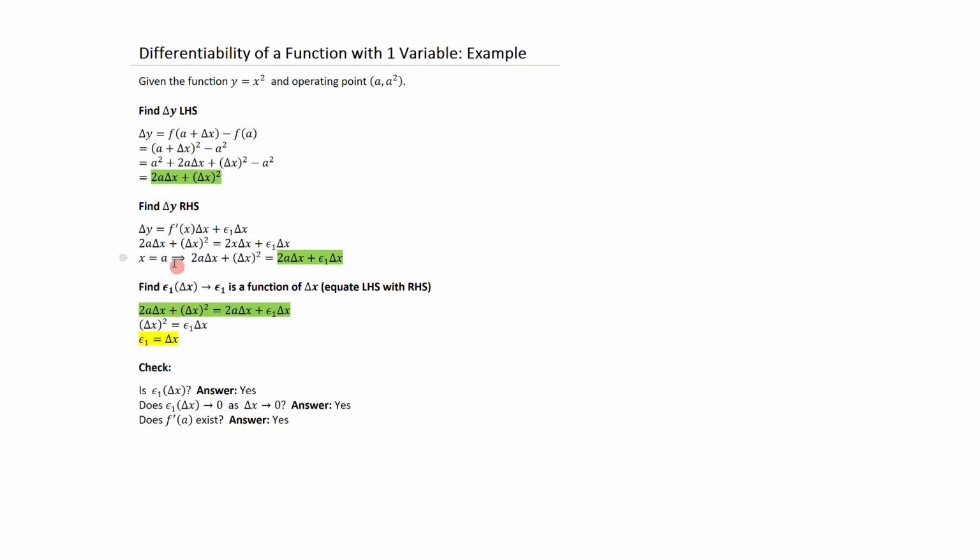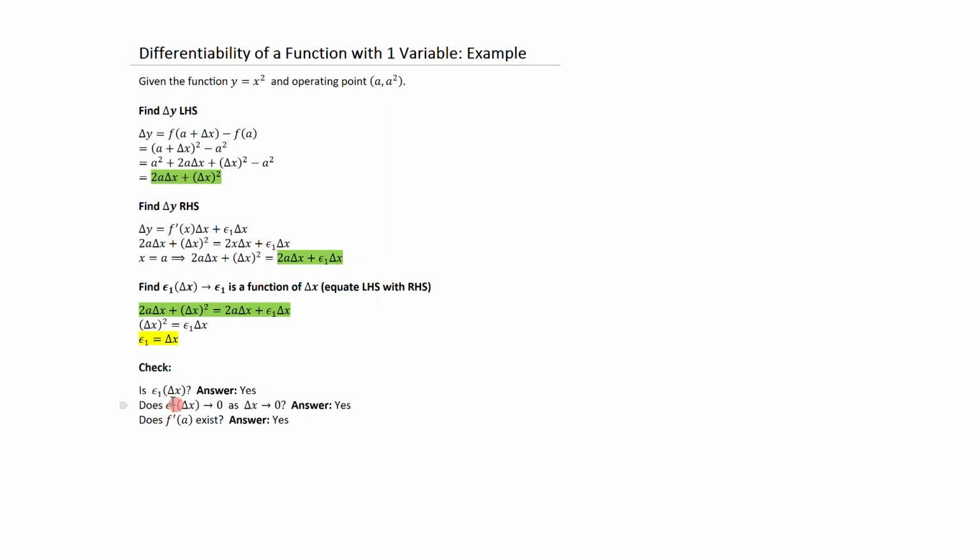By equating the two expressions together and simplifying, we find that epsilon 1 equals delta x. All right, so that's the outcome. This is where we wanted to go, and so now we go back and check. What are the conditions for differentiability?